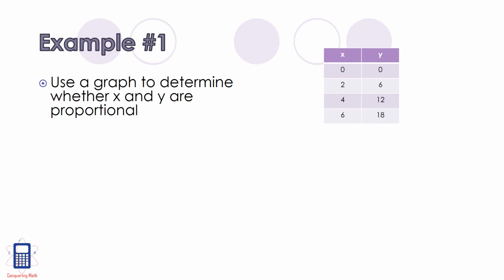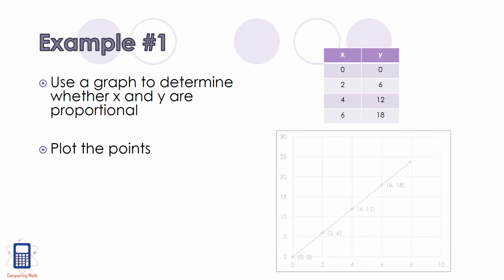For example number 1, we need to use a graph to determine whether x and y are proportional. So we have a table of x and y values, and what we need to do is plot the points in a graph. And if you've forgotten how to do this or you just need a refresher, take a look in the corner. There should be a link popping up right now to another video that can help you with that. So we'll plot the points, and they're all in the first quadrant.